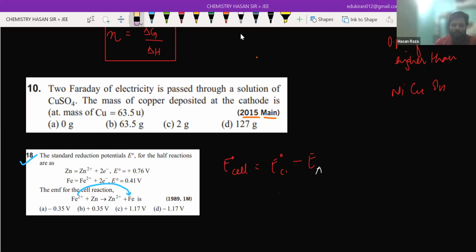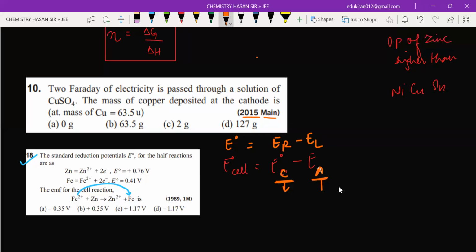Basically, this is the formula. E naught cell is equal to E naught cathode minus E naught anode. Or sometimes we write E naught is equal to E right minus E left. This is for representation. And also at cathode, a reduction takes place. At anode, oxidation takes place. But at both the places, we write the value of reduction potential. Is that clear, Shahid? Yes.